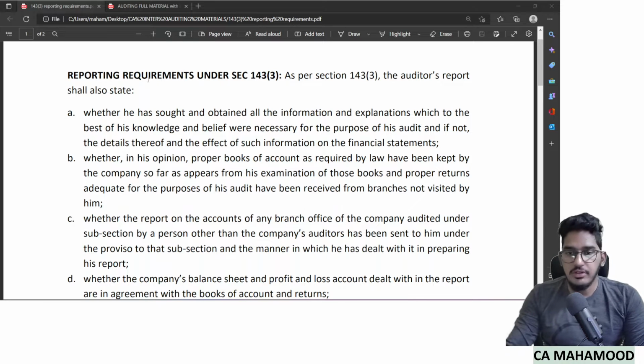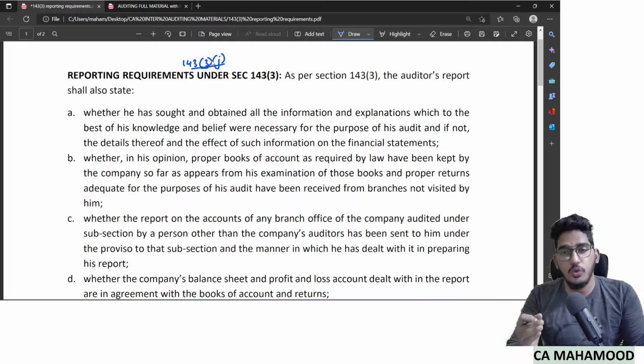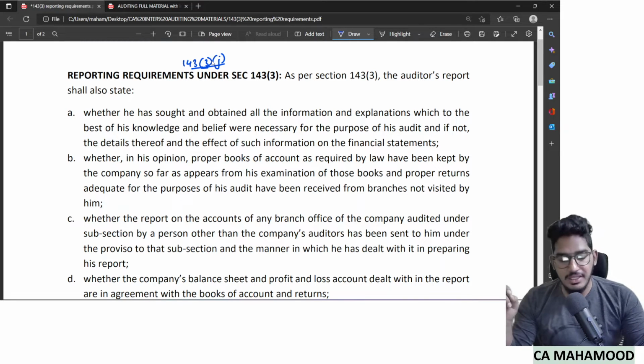In this video, I will try to explain the reporting requirements under 143 subsection 3 of the Companies Act. In that 143 subsection 3, I am specifically going to explain 143 subsection 3 clause J, which contains some amendments, some recent additions. There are a few complex points which I will try to make simple through this explanation.